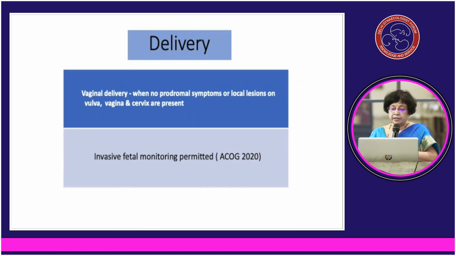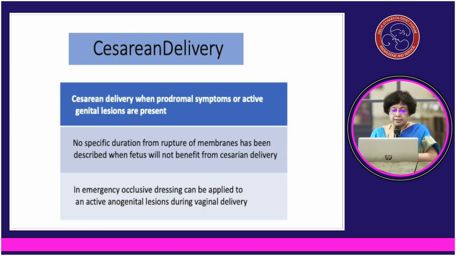So delivery: vaginal delivery when there are no prodromal symptoms or local lesions on vulva, vagina, cervix, we can go easily for a vaginal delivery. Invasive fetal monitoring also is permitted in such cases. Cesarean delivery when prodromal symptoms or active genital lesions are present. No specific duration from rupture of membranes has been described after which the fetus will not benefit from cesarean delivery.